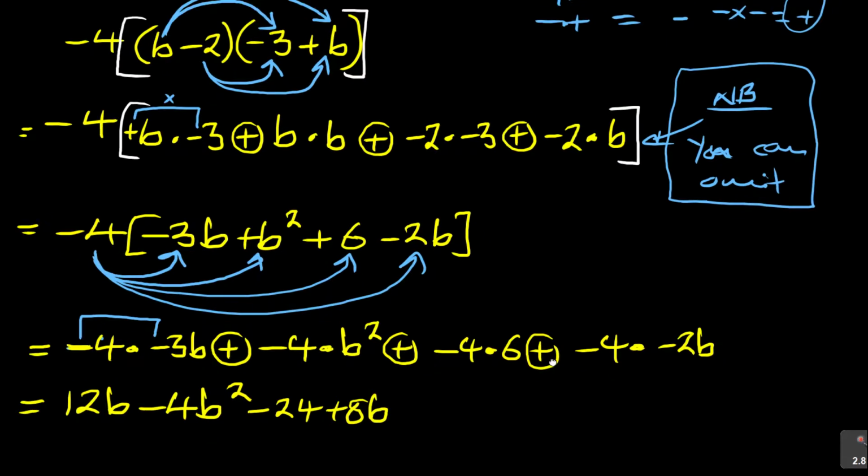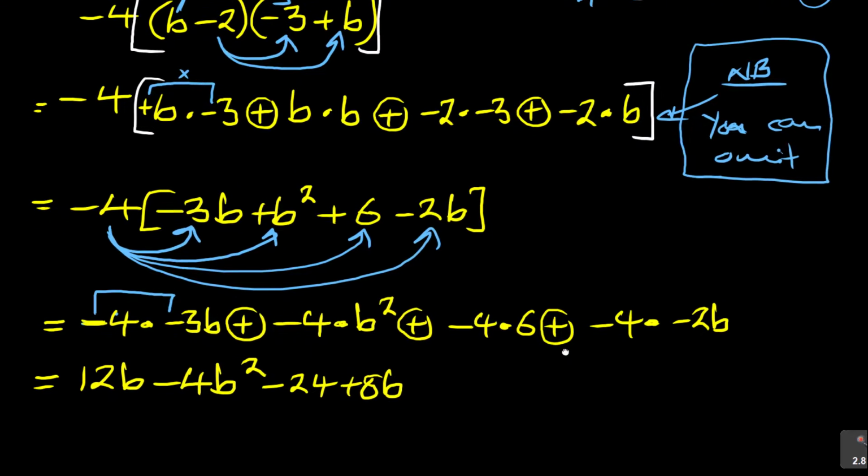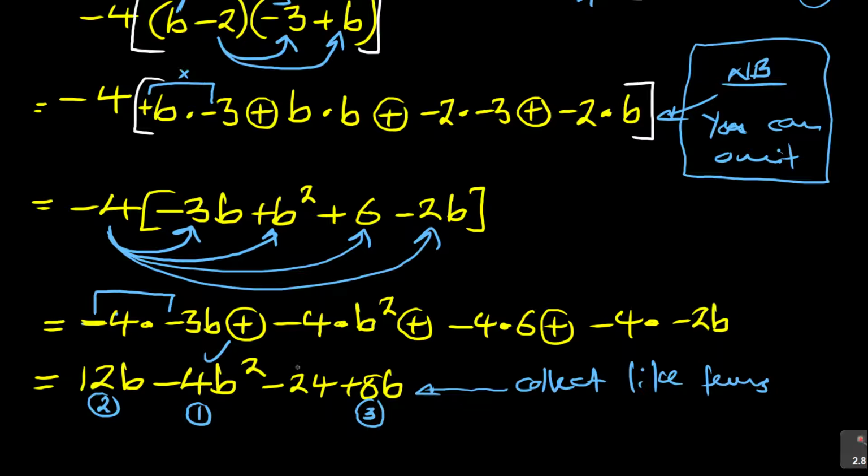Okay, then from here you ask yourself, what's next? Look at it, you collect like terms. What do you mean? You look for those that are similar. It's always good to start with the highest power. You can start with this one as number 1, followed by the one with the b squared. Look, there is number 2 here. I can do this as number 3, and then this becomes my number 4. See that?